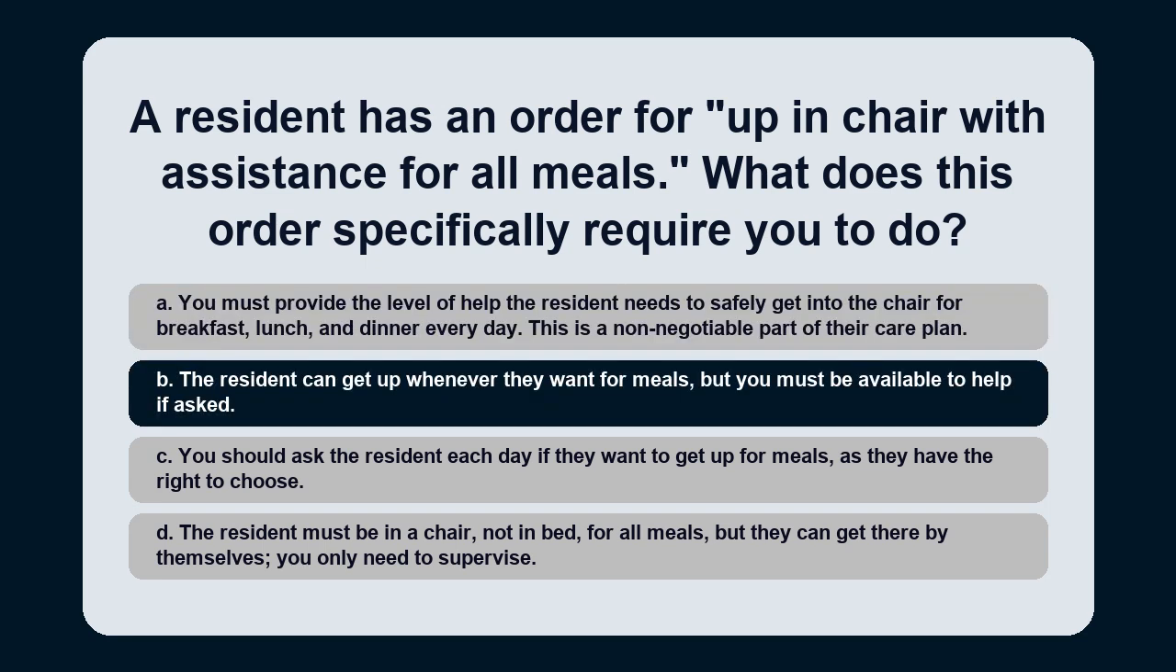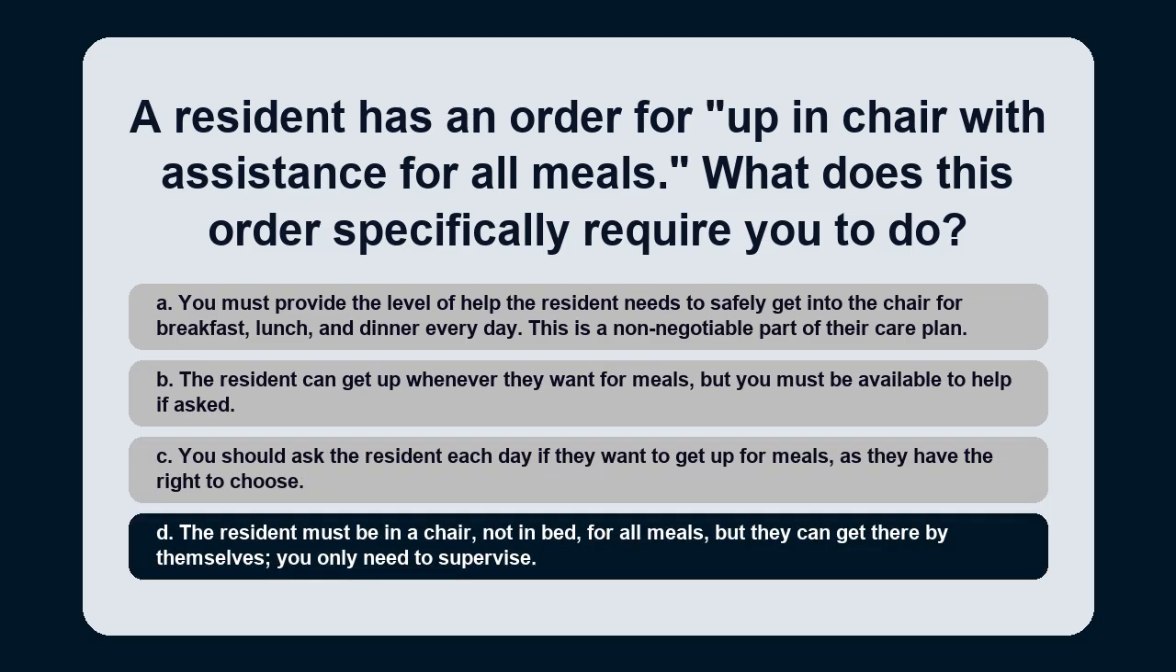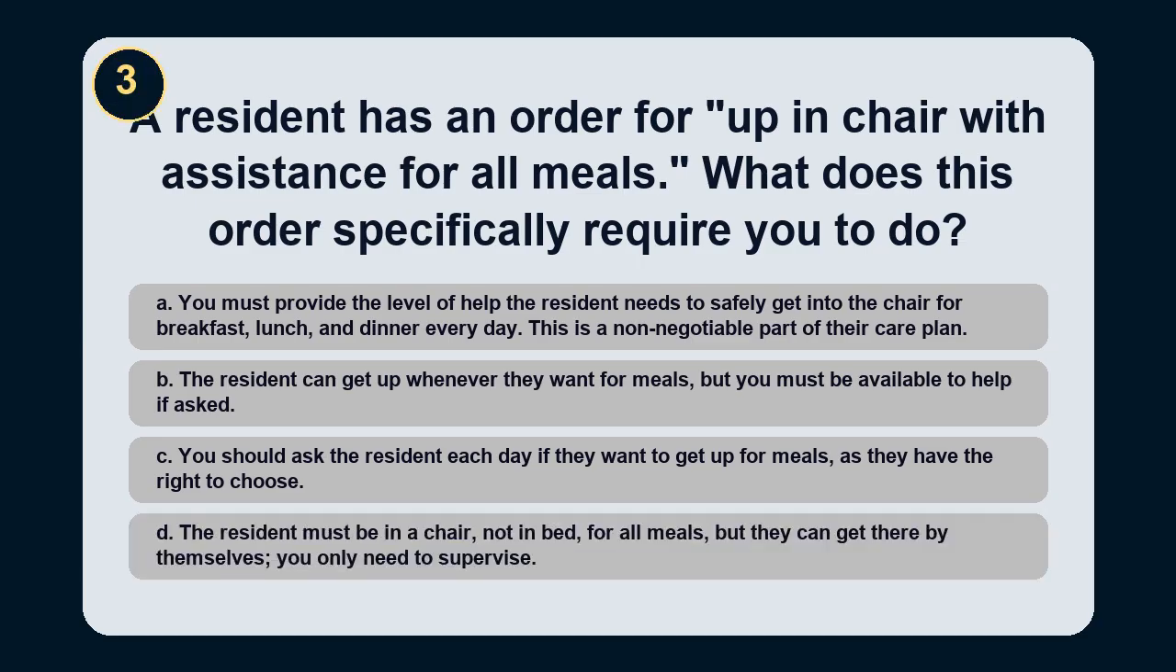Option B. The resident can get up whenever they want for meals, but you must be available to help if asked. Option C. You should ask the resident each day if they want to get up for meals, as they have the right to choose. Option D. The resident must be in a chair, not in bed, for all meals, but they can get there by themselves. You only need to supervise.